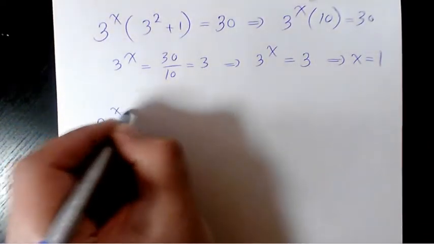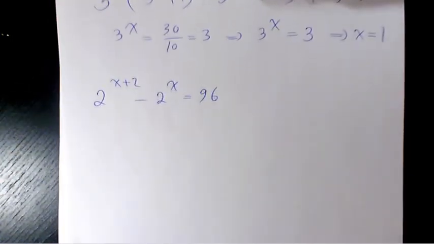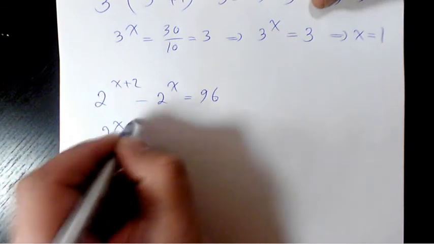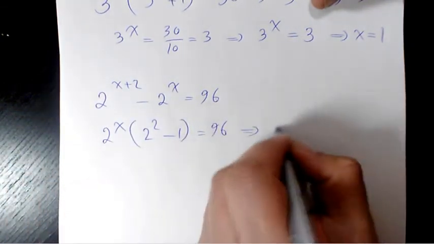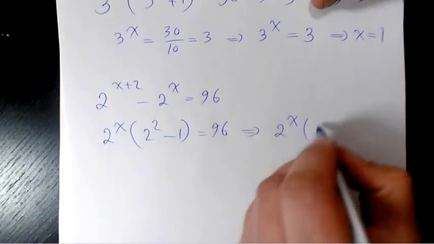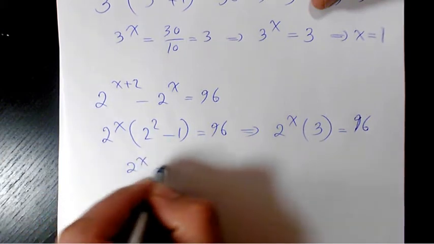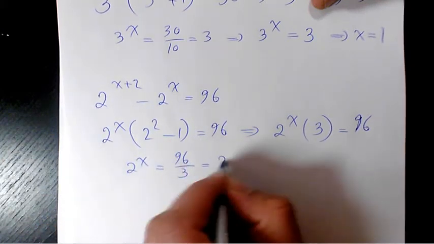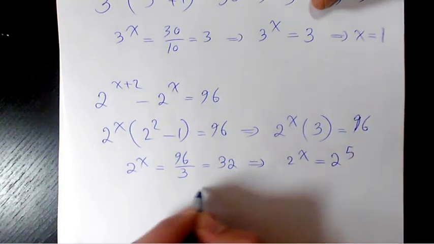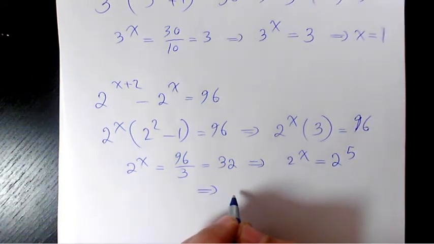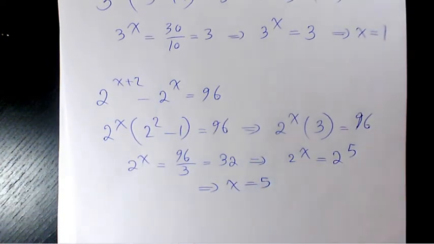2^(x+2) - 2^x = 96. I'm going to factor 2^x, and here we have 2^x(2^2 - 1) = 96. That's going to be 2^x times (4 - 1), which is 3, equals 96. So 2^x is 96 divided by 3, which is going to be 32. So 2^x = 2^5, and x = 5.